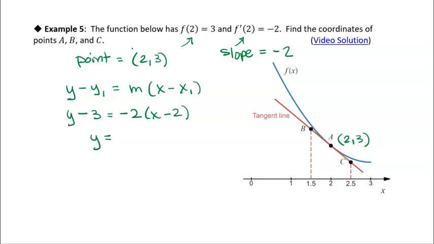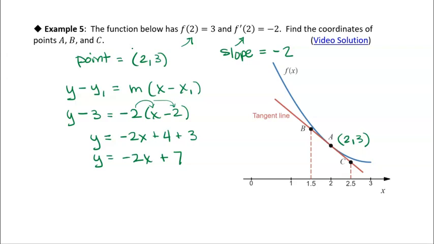So I'm going to distribute the negative 2 across. I'm going to get plus 4 when I take negative 2 times negative 2. And then I'm going to add 3 to both sides. All right, so let's rewrite this. Let's clean it up and combine those constants. We get y equals negative 2x plus 7. So that's the equation for the line.